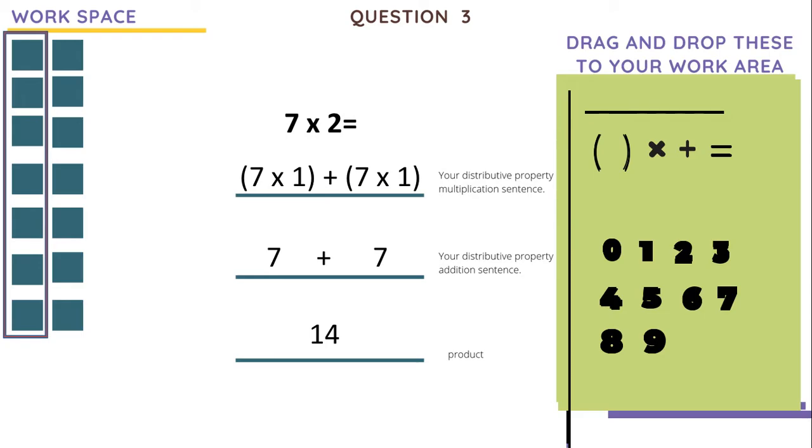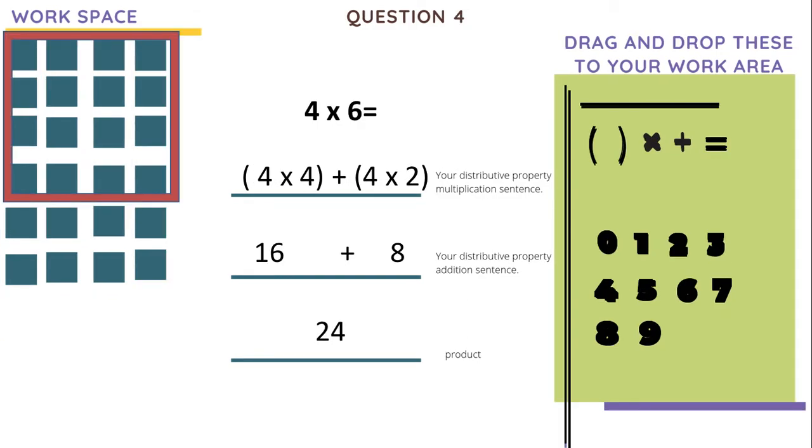And we continue. Here we have the number sentence 7 times 2. We can break this up into 7 times 1 plus 7 times 1. The number that was broken apart was the 2, and the 7 remained the same. 7 times 1 is 7, plus 7 times 1 is 7. When we add these together, we get the product 14.